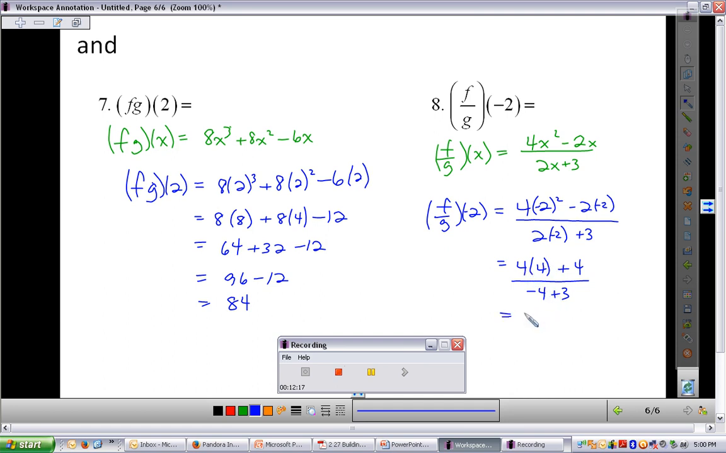4 times 4 is 16. 16 plus 4, negative 4 plus 3 is negative 1. 16 plus 4 is 20. 20 divided by negative 1 equals negative 20. Good.